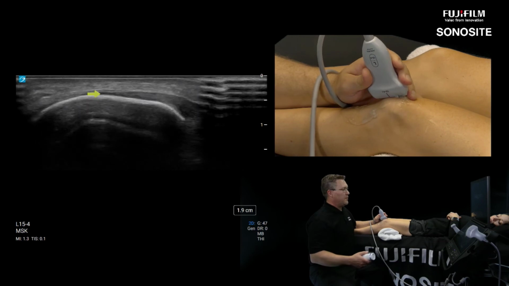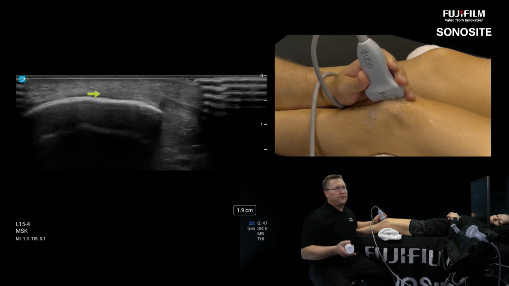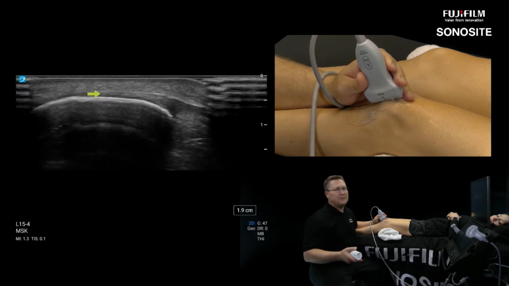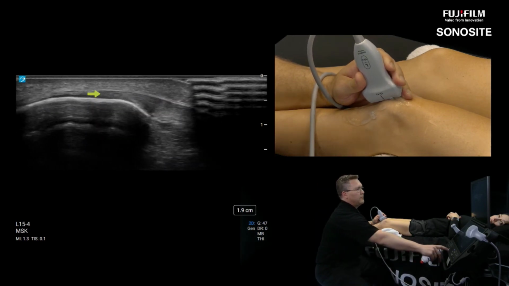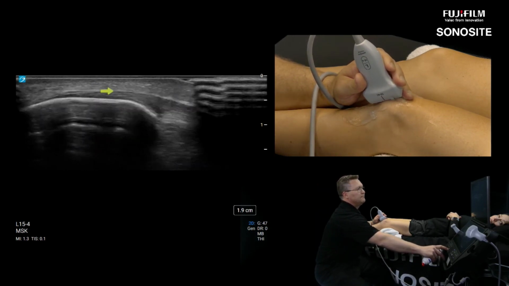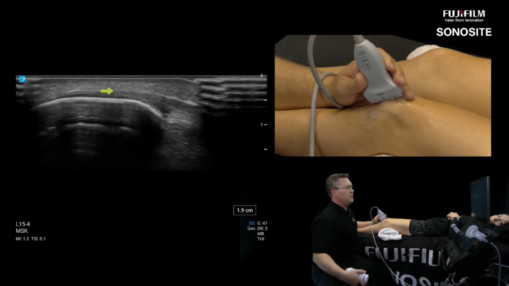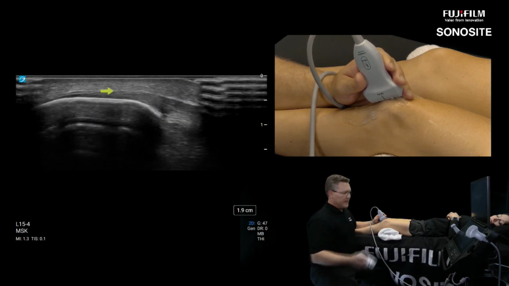What I'm going to do, just to rule out another zone of bursitis, which is called a prepatellar bursa, that lives just right where my arrow is, right above the infrapatellar tendon. And we did see that in that last slide.